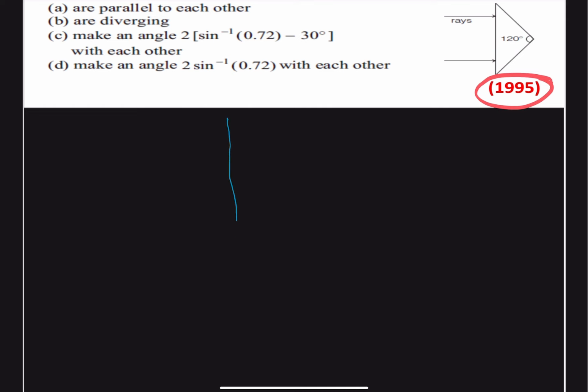And let us suppose this is our prism, and we have a principal axis this way. This is symmetric but not looking like a symmetric.